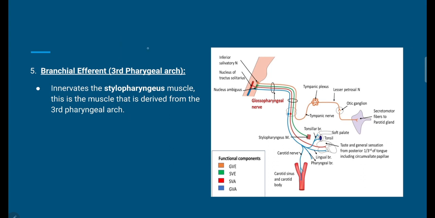Then the last one we have is the branchial efferent, or the third pharyngeal arch, which innervates the stylopharyngeus muscle. This is the muscle that is derived from the third pharyngeal arch. Hence, during embryonic development, the glossopharyngeal nerve provides innervation as well.